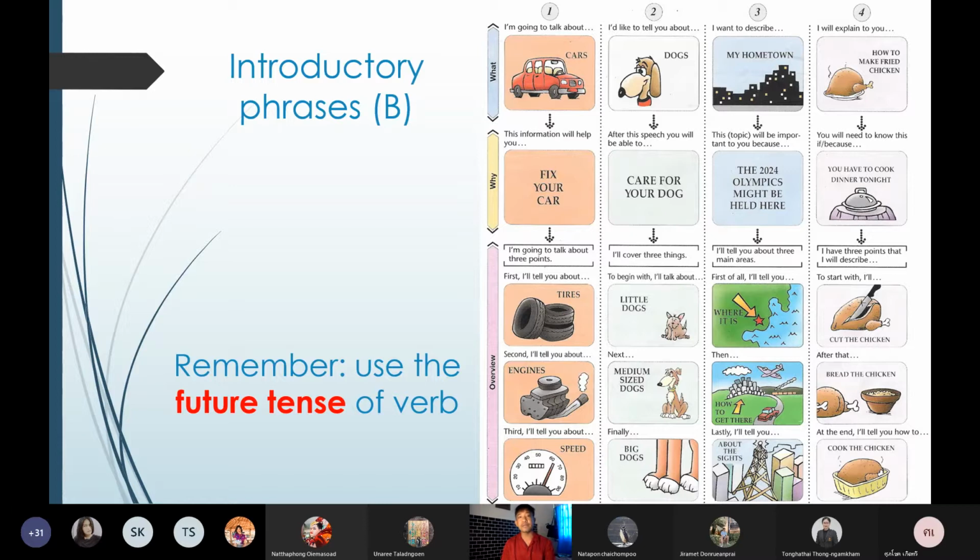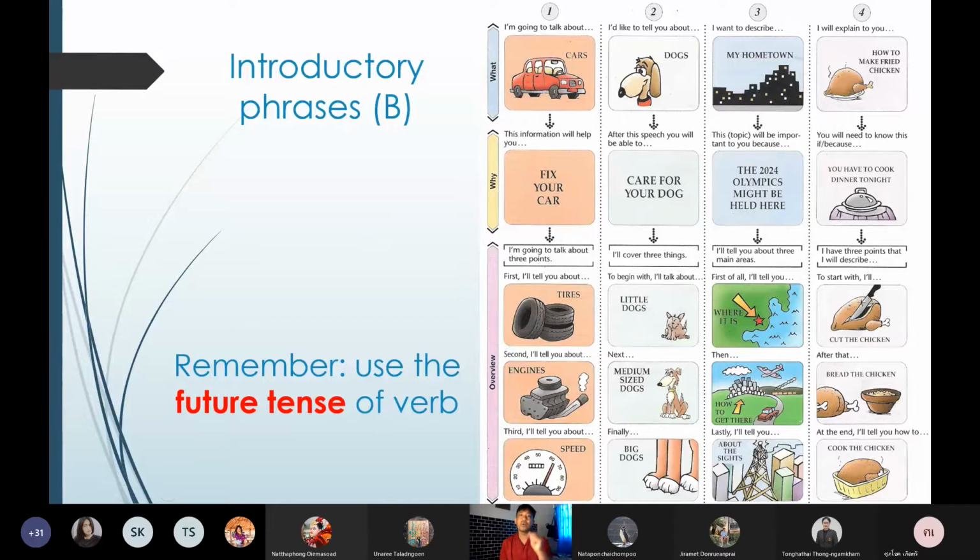The introductory phrase is key. What you're going to remember in the introduction is to use the future tense of the verb. It's either will or am going. Okay, again, will or am going. You could see on the right, you have the blue color, what, the yellow color, why, and the overview on the pink.